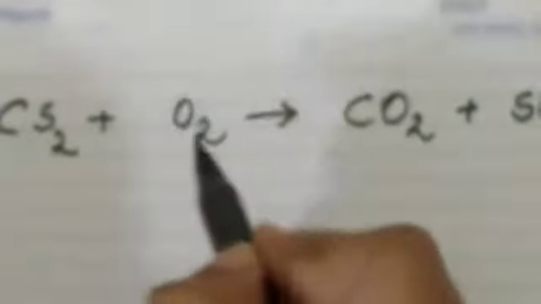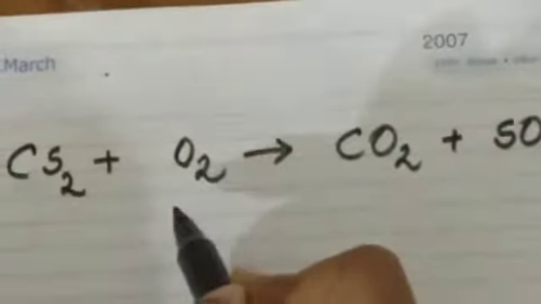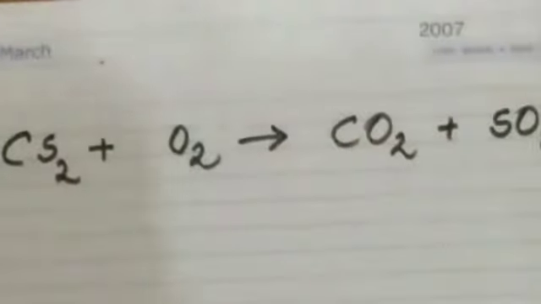I'll show you how to balance a chemical equation. Take one example. Carbon disulfide burns in air. The products are carbon dioxide and sulfur dioxide. Burning means reaction with oxygen.